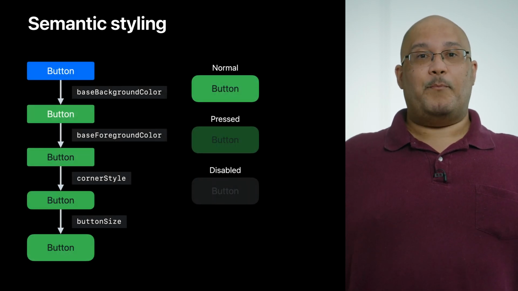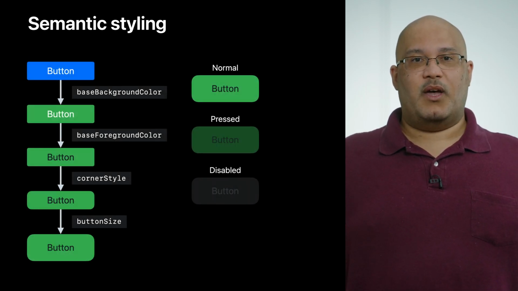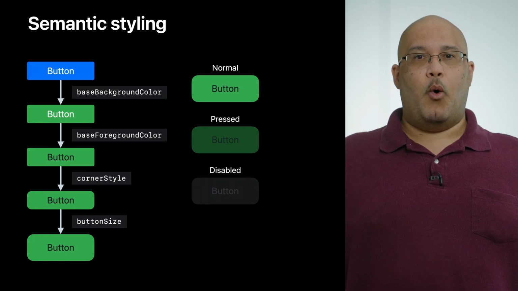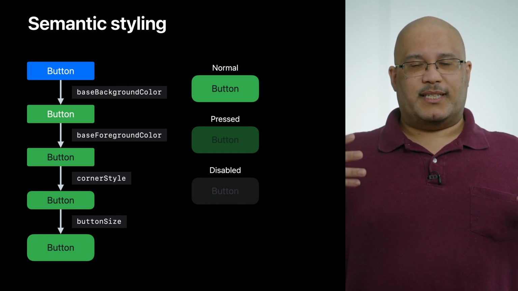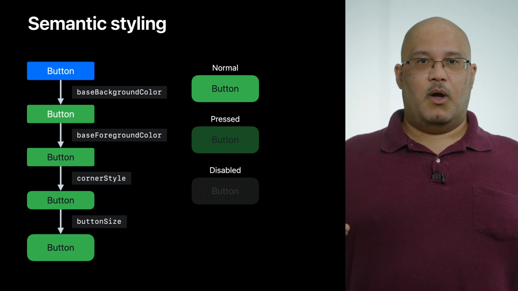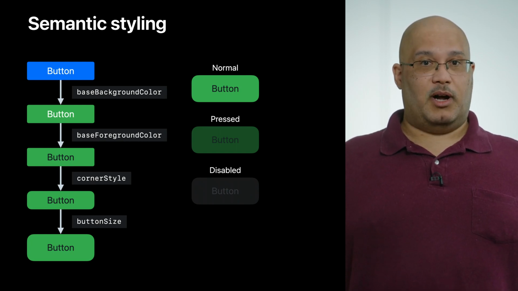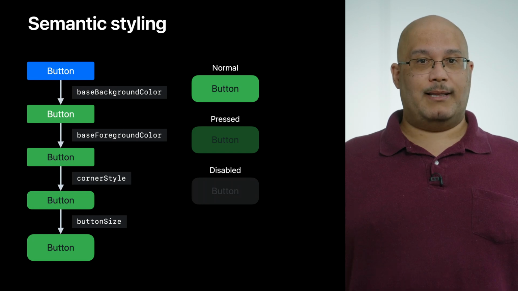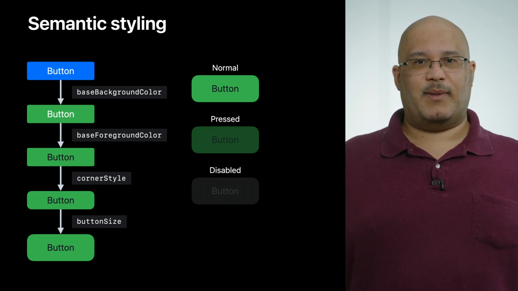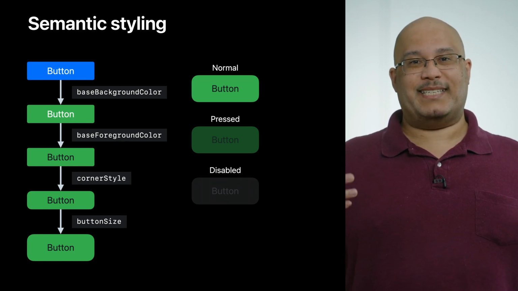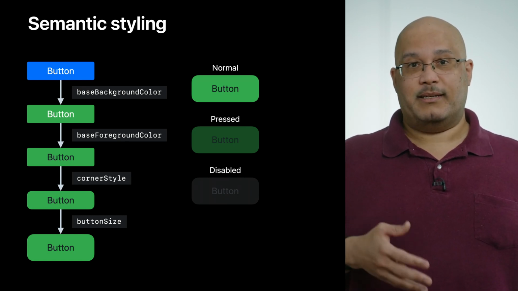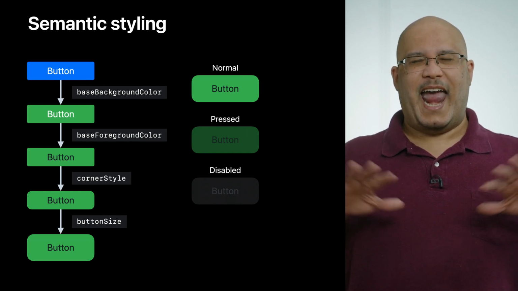Semantic stylings make it simple to create buttons with cohesive styles, without having to dig into details. Starting with a simple filled button, we configure the base background color, base foreground color, corner style, and button size to generate a customized button. And you automatically get thematic states such as pressed and disabled without any extra effort.